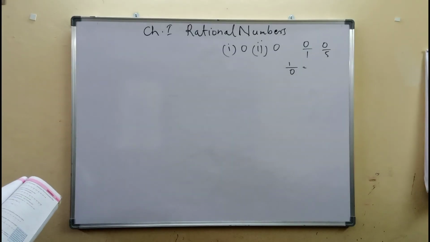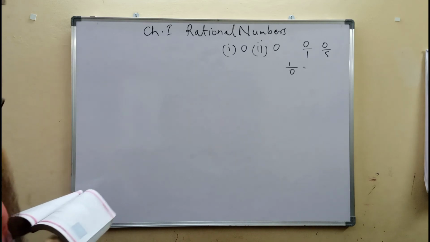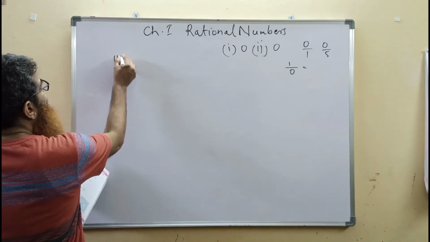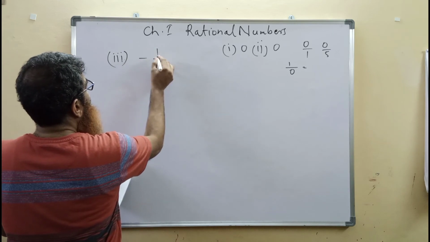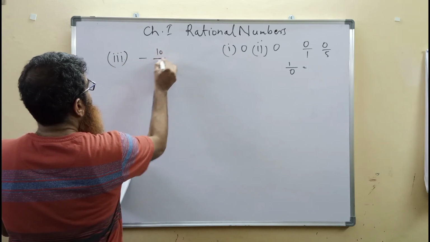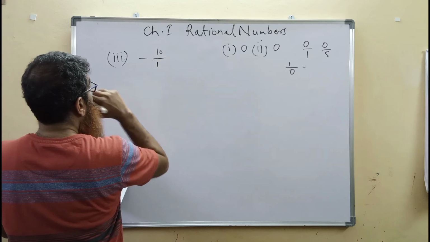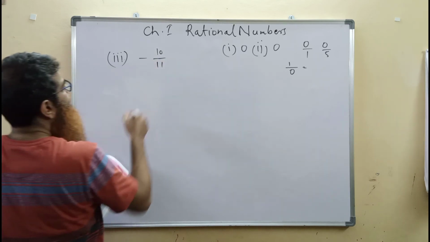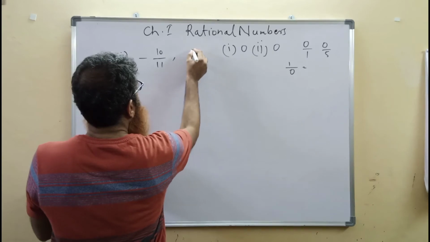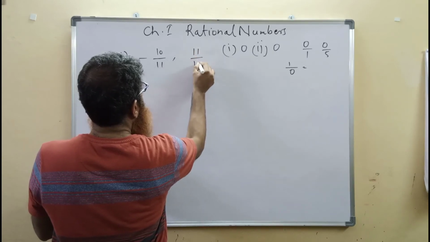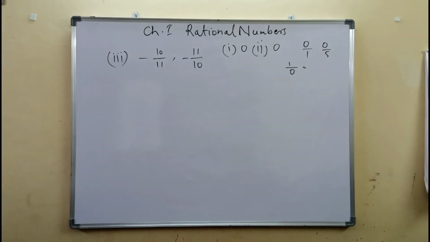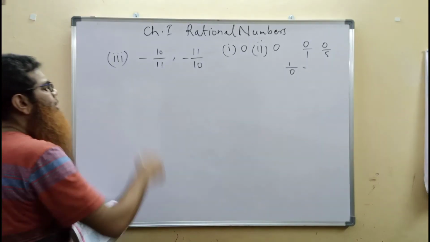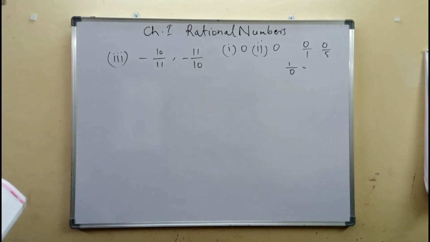Then the third statement, the reciprocal of a negative rational number. Let this be a negative rational number. Its reciprocal is minus 11 by 10. Minus 10 by 11 is a negative rational number and its reciprocal is minus 11 by 10.